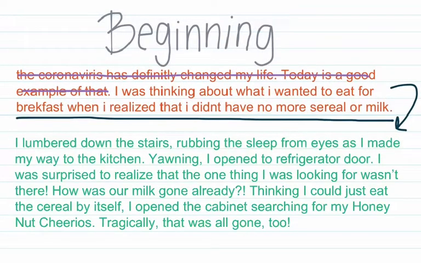So this is the revised beginning that I have made changes to, and I think it's much more interesting than the red one. So now it says, "I lumbered down the stairs, rubbing the sleep from my eyes as I made my way to the kitchen. Yawning, I opened the refrigerator door. I was surprised to realize that the one thing I was looking for wasn't there. How was our milk gone already? Thinking I could just eat the cereal by itself, I opened the cabinet searching for my Honey Nut Cheerios. Tragically, that was all gone, too." So I've taken that last sentence from the original paragraph and just wrote a couple more sentences about it and used a lot more description and detailed words to, I think, make it more interesting than what it was before.